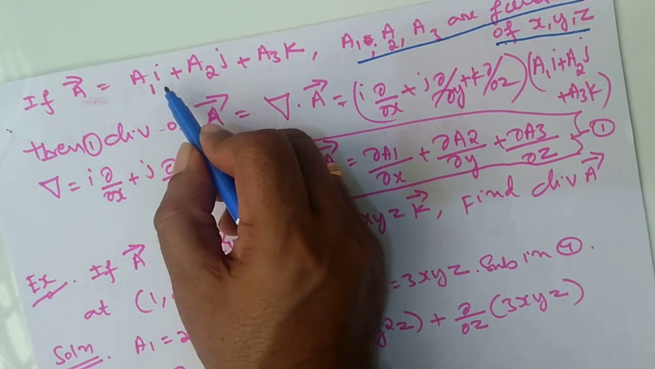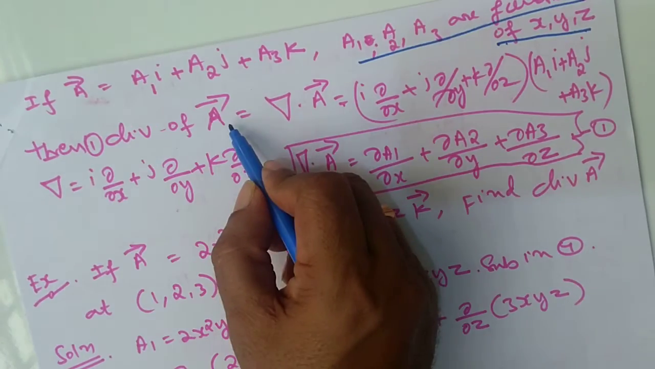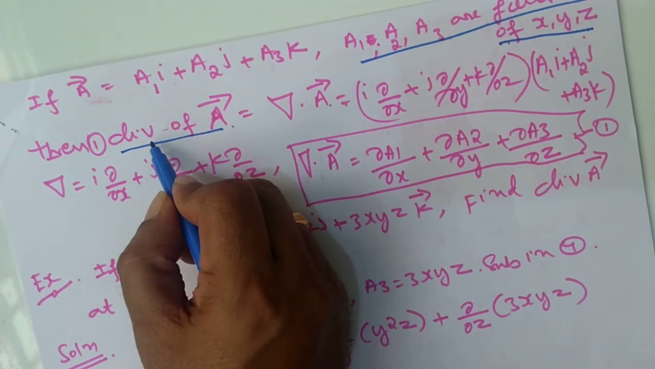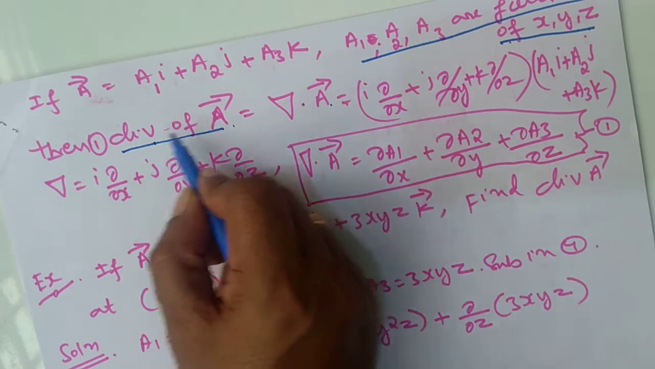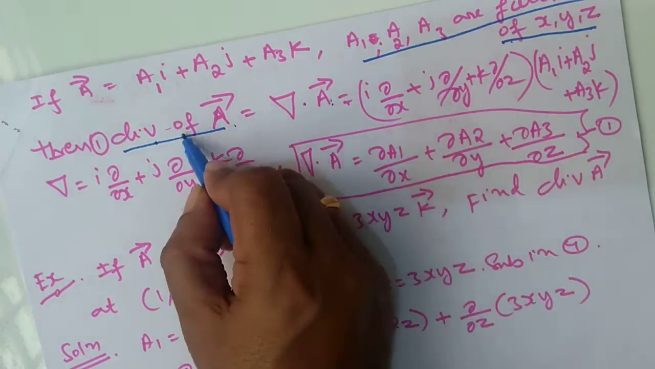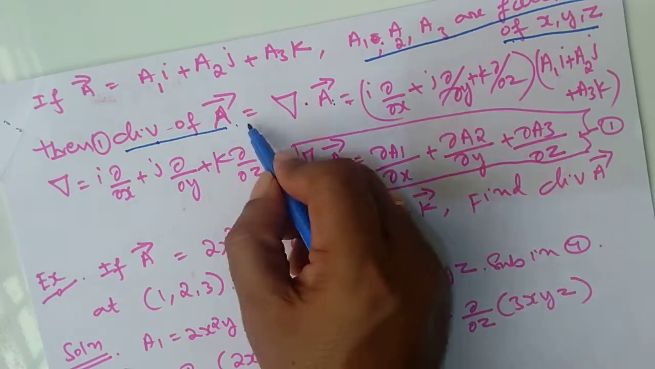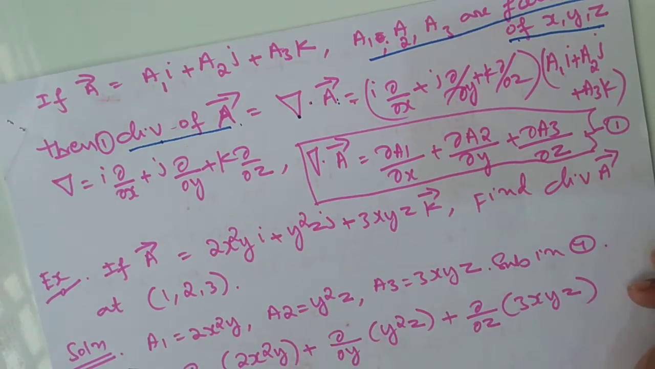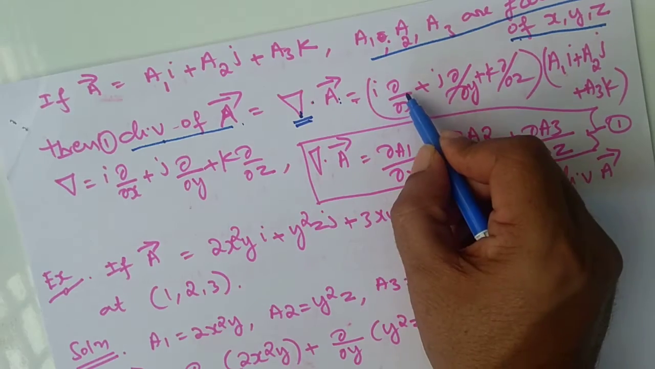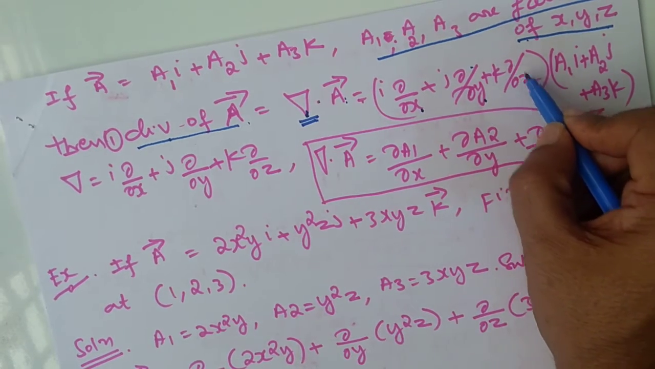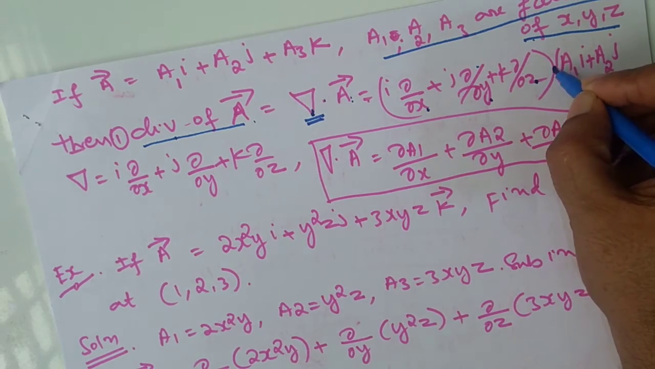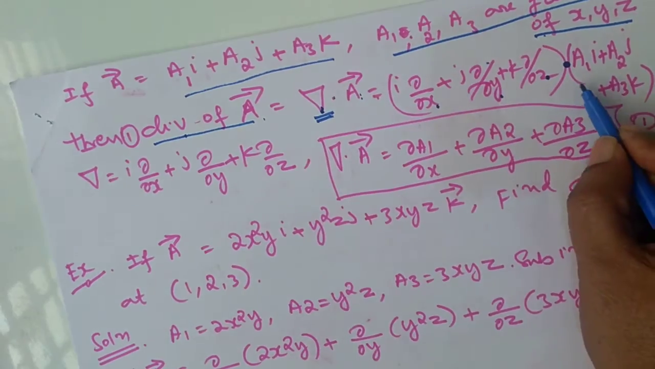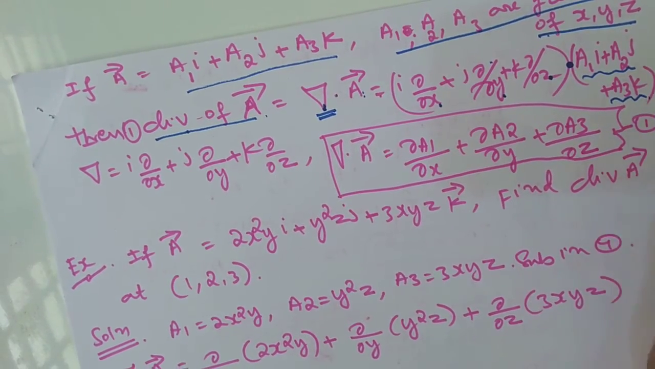So if A is equal to A1i plus A2j plus A3k, then the divergence of A is defined as del dot A. So you remember, divergence means del dot. Divergence of P means del dot P. Divergence of Q means del dot Q. So divergence of A is defined as, now what is del? Laplacian operator. What is Laplacian operator? Del is i into dou by dou x plus j into dou by dou y plus k into dou by dou z. Del dot A. What is A? A1i plus A2j plus A3k. That I have written.